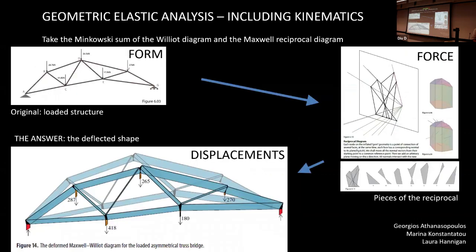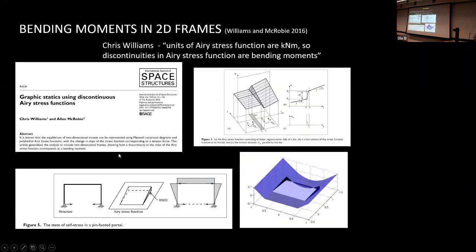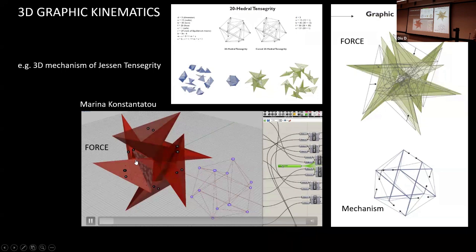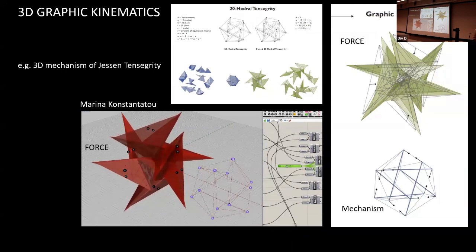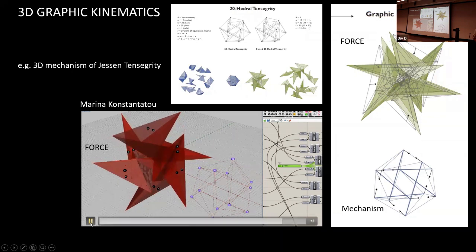We can do kinematics as well, not just equilibrium, and this was work I did with Georgios and also Marina and Laura, and we can also do 3D kinematics. So this is Marina working on Rhino. So this should actually do something. You slide the pieces of your force diagram around and it tells you how your form diagram can move. So you can find the mechanisms of your tensegrities by this method. So you can, for example, there is a mechanism on this icosahedron that can be identified this way.